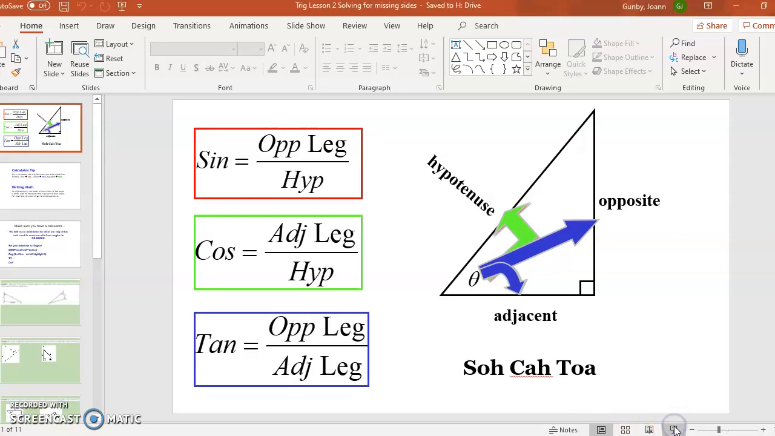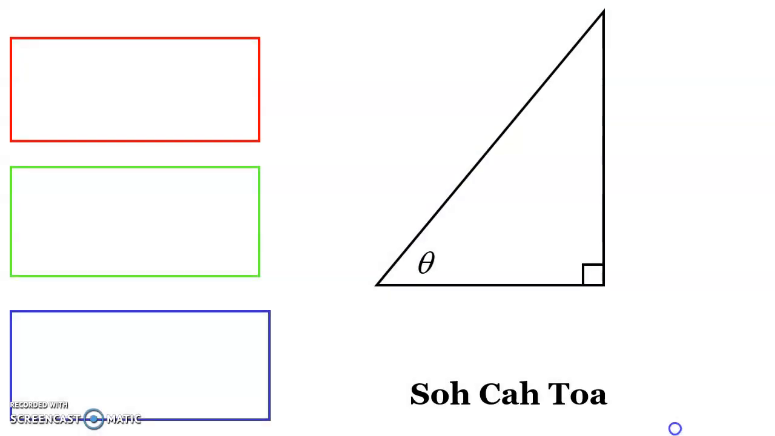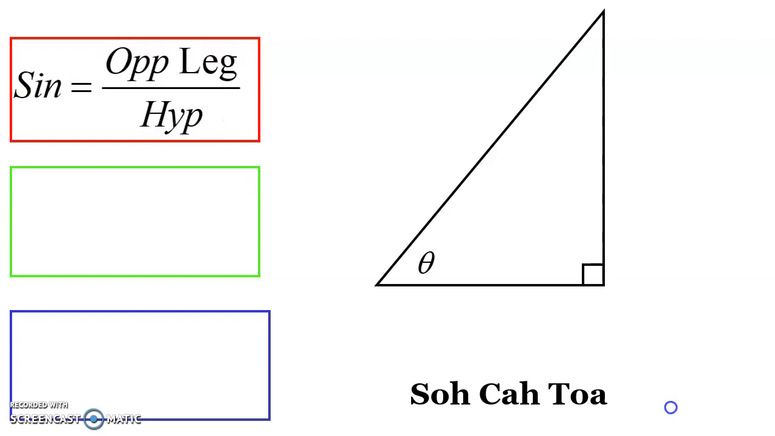Hi guys, welcome to our second trig lesson, trig lesson 2, where we're going to apply what we learned in lesson 1, which is setting up our trig ratios, and we're going to use our trig ratios to find missing sides. Remember, sine of our angle of interest, and right here our angle of interest is marked with theta.